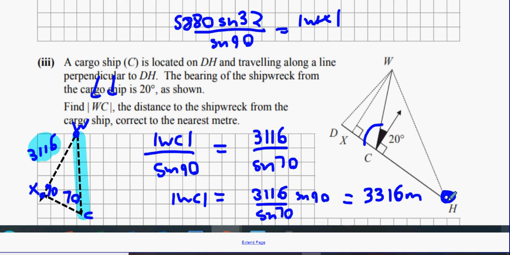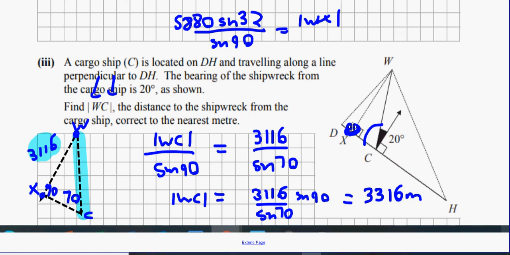Sorry guys, the cargo ship was here. And it's moving this way, do you see it? And it's going to cross here, isn't it? And it's just going to continue on its merry way, isn't it? When does it get at its closest? When it's at 90 degrees. Its path is 90 degrees to the shipwreck.